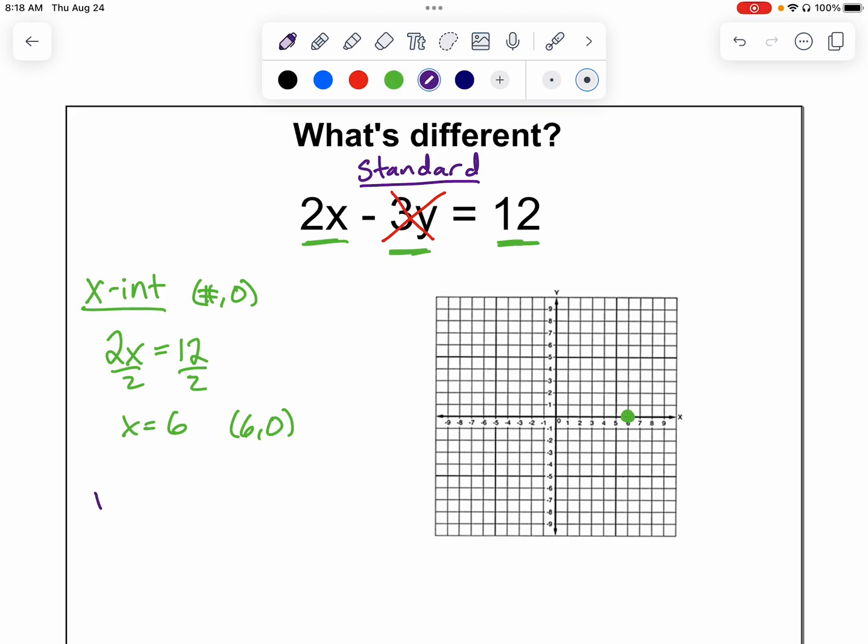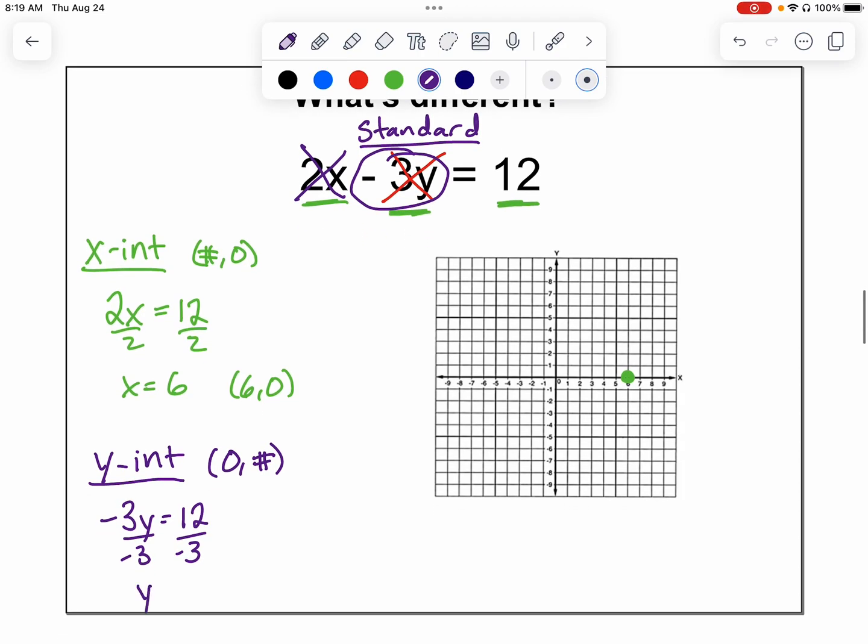Then if I wanted to solve for the y-intercept, we know y-intercepts are of the form 0 comma the y-intercept. So that means 0 gets plugged in for the x. This time you take off the x term and you keep the y term. So you're going to do negative 3y equals 12. If you divide by negative 3, you are left with y equals negative 4. So our y-intercept is the point 0, negative 4. I could graph that point, and then we could draw a line through it, and that is our function.